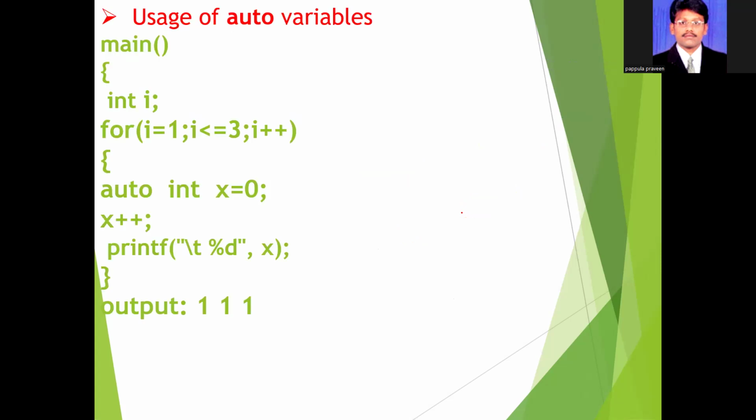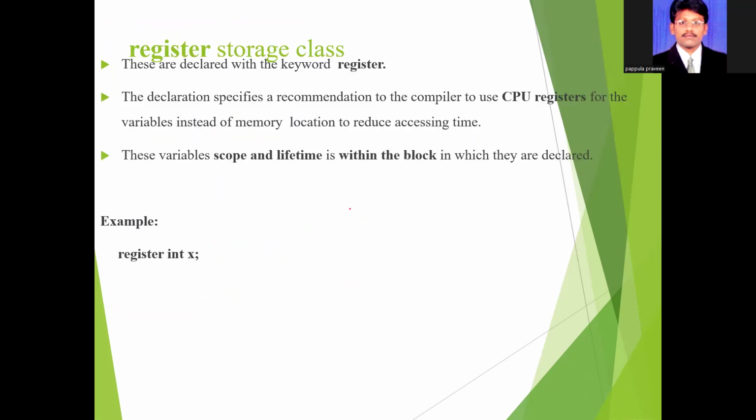Now coming to an example: int i; for i equal to 1, i less than or equal to 3, i plus plus, auto int x equal to 0, then x plus 1, so x value is 1. Okay, i value is updated to 2, which is less than or equal to 3. Yes, auto int x, now again x value equal to 0, and x plus 1 gives 1. That is the usage of auto variable.